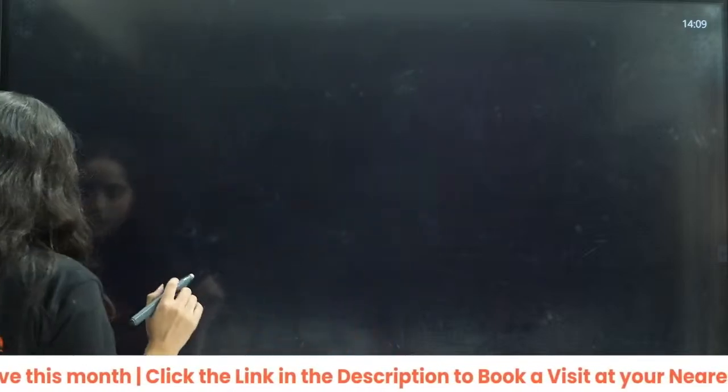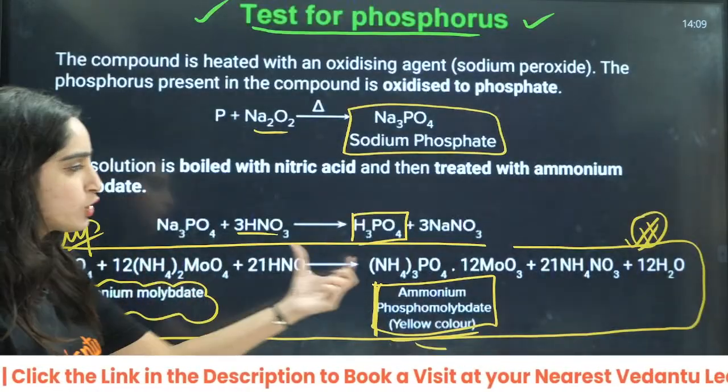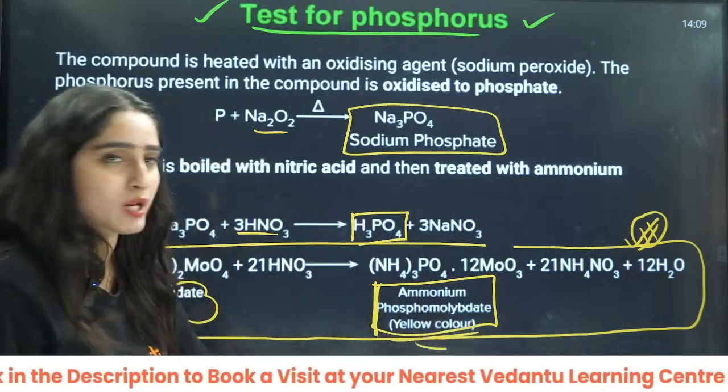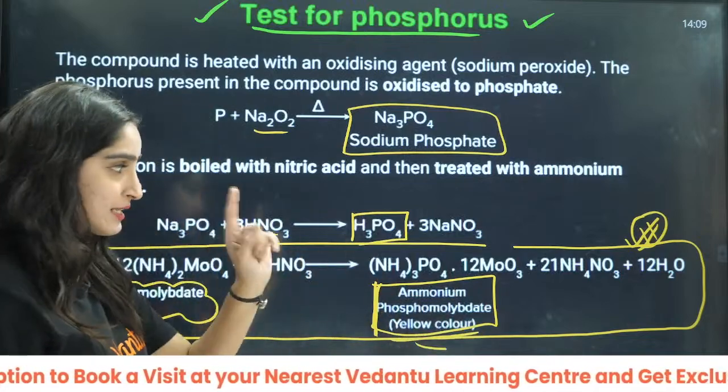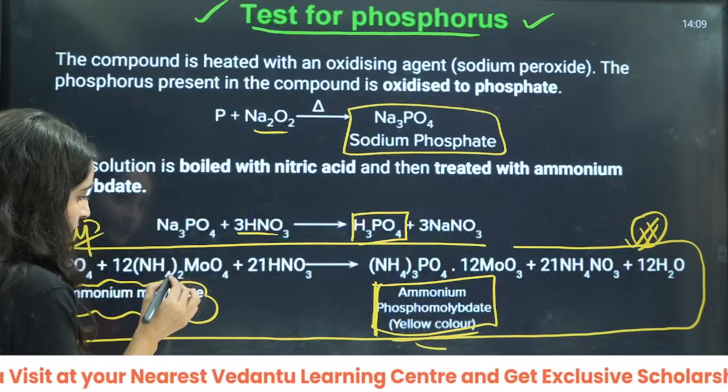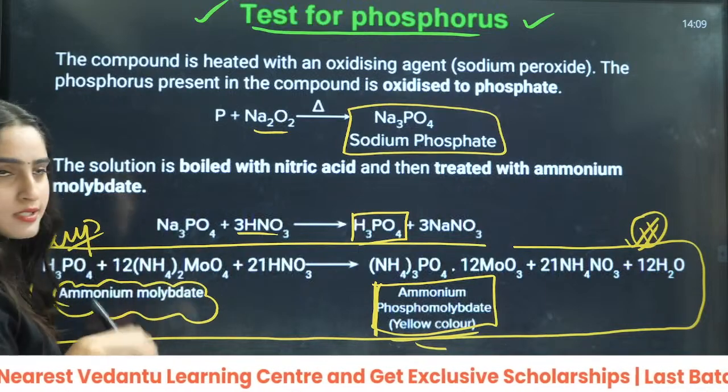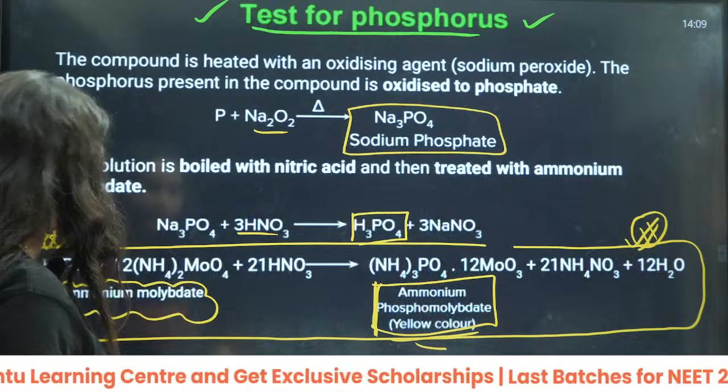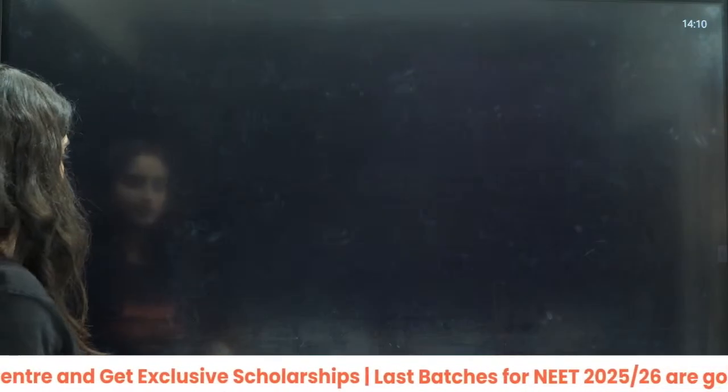Now, you are converting this ammonium molybdate to ammonium phosphomolybdate. How do you convert that? See, this twice will be thrice. Firstly, just remember one thing.